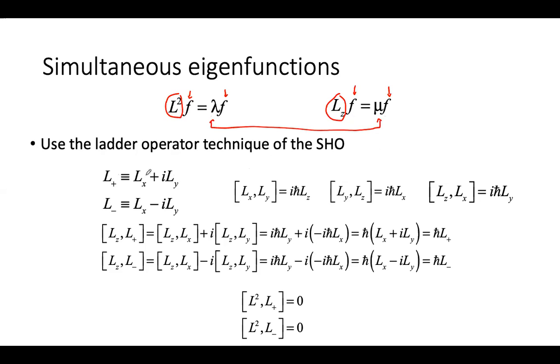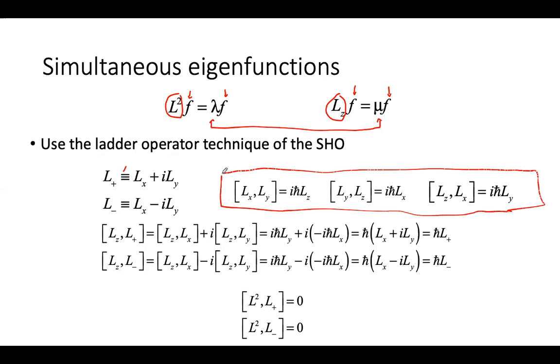We're going to have a raising and lowering ladder operator again for angular momentum. Here's how we're going to define the raising operator: it will be the X component plus i times the Y component of angular momentum. And we're going to define the complex conjugate of that to be the lowering operator. Okay, and remember what we said about the commutation between the components of angular momentum right there.